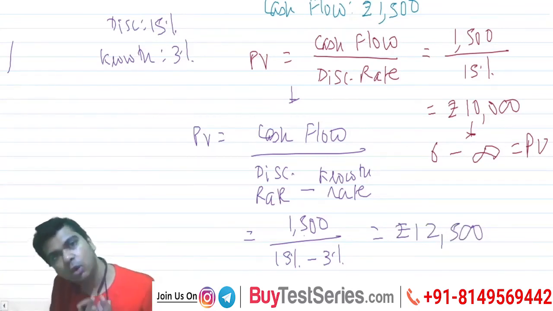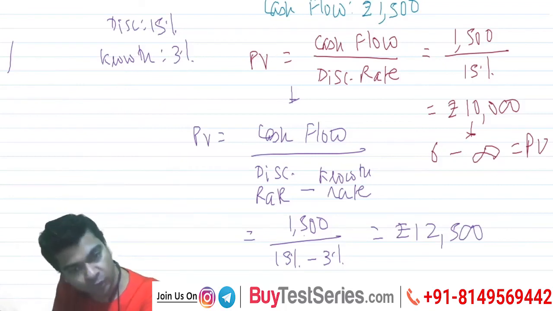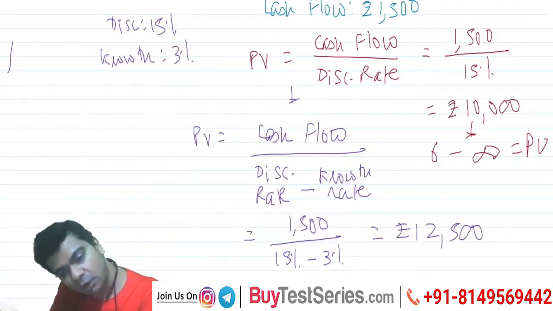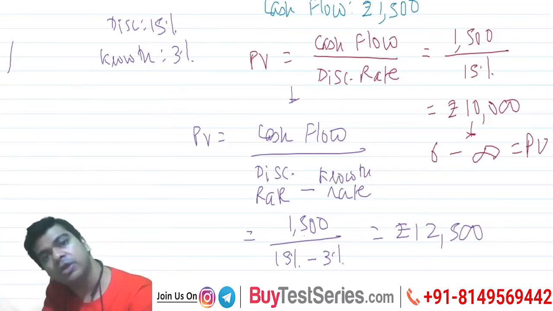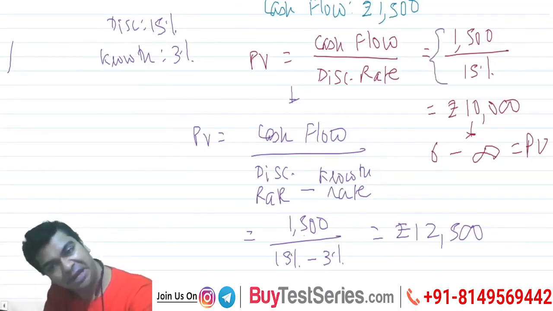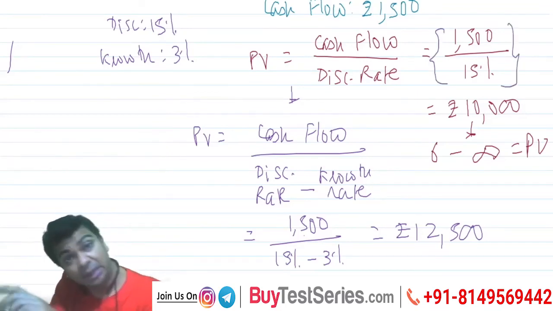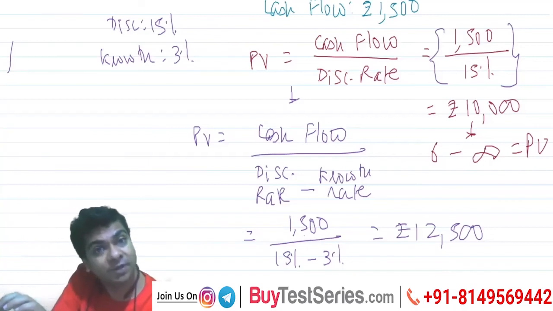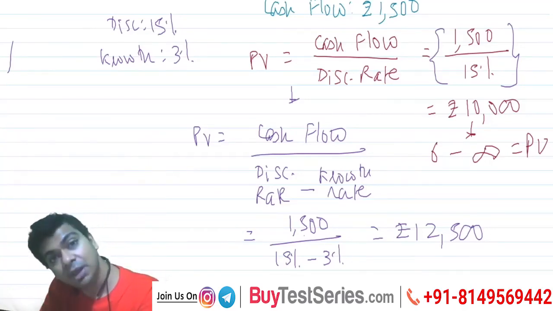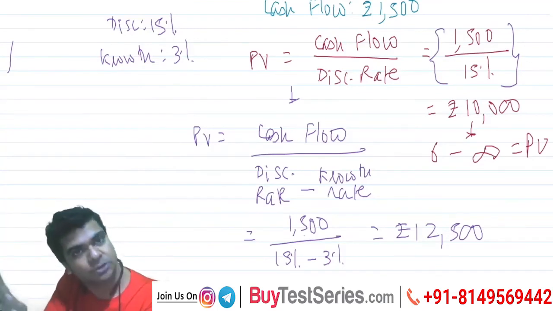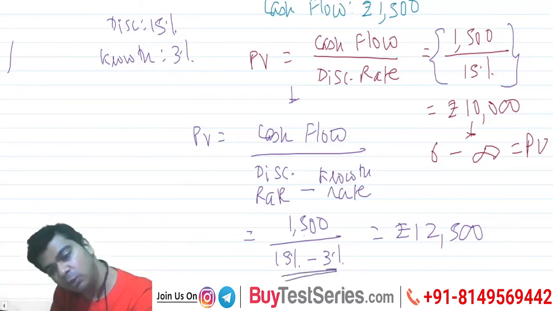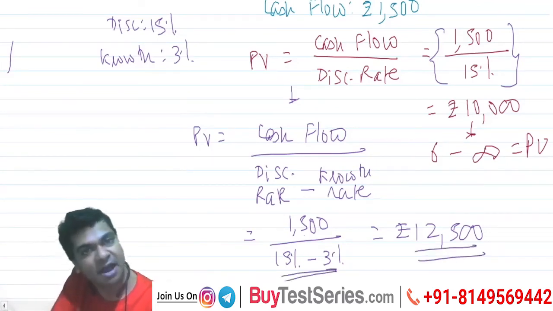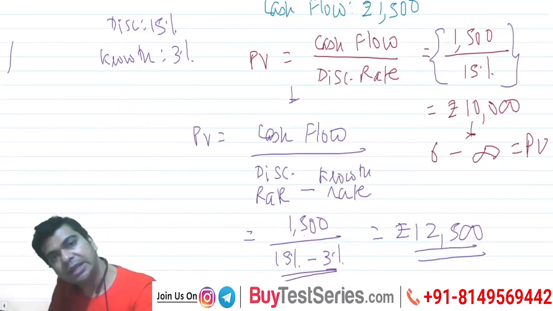So if there is a growth rate, find out the net discount rate. Cash flow should be divided by the net discount rate, and that is how you get the present value. The logic is simple. Discount rate is nothing but the return that you want. Earlier, the growth rate was 0%, so I took 1500 and divided it by 15%. This time, growth rate is 3%. I want 15% return, but 3% will be available through the growth of the cash flows itself. So I am concerned only about the balance 12%, and I get the present value as 12,500. So this is the continuing value.